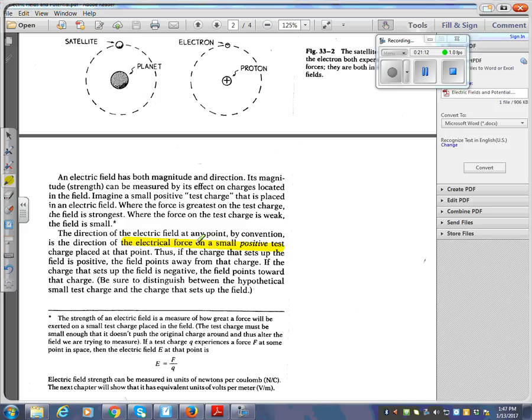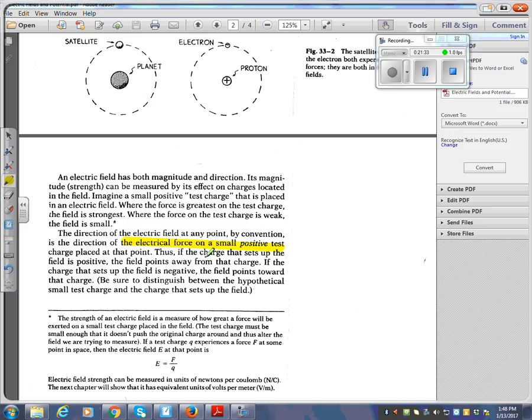And this is because gravitational fields always do what? They always pull. Electrical fields can pull, but they can also push. So there is a change in direction. That's why we need that. So thus, if the charge that sets up the field is positive, the field points away from that charge.